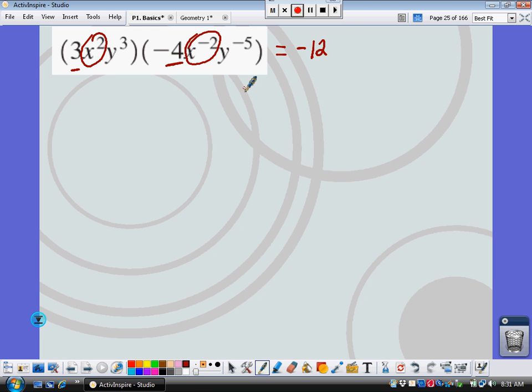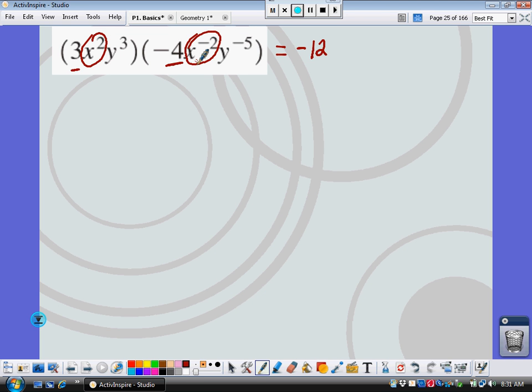I wouldn't. If I'm multiplying out x's and y's, I'm combining those by adding or subtracting in this case. I have x to the positive 2. I've got to combine it with x to the negative 2, so I've got to add those together. Abby, what is 2 and negative 2? 0. How many x's do I have? 0.